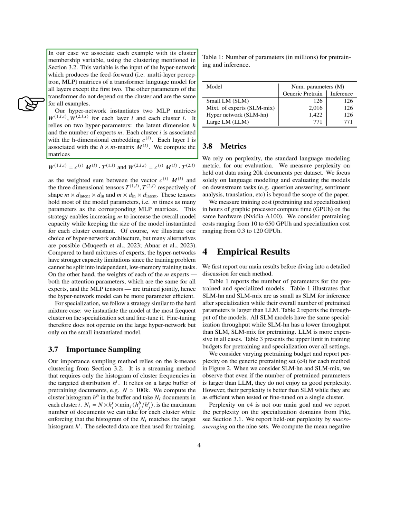Our hypernetwork creates two sets of weights for each layer and cluster. It operates based on two key settings: the size of the latent dimension and the number of experts. Each cluster is represented by an embedding in the latent space, and each layer is linked to a matrix.